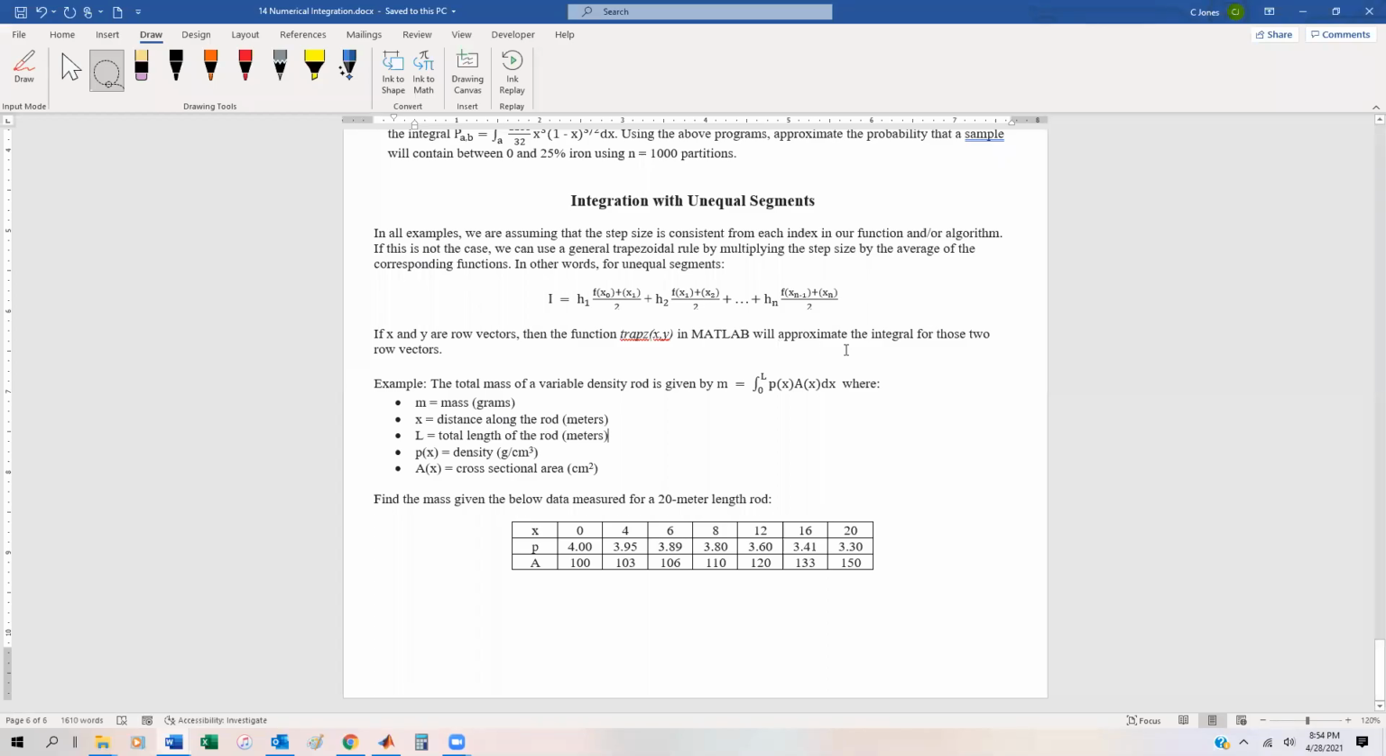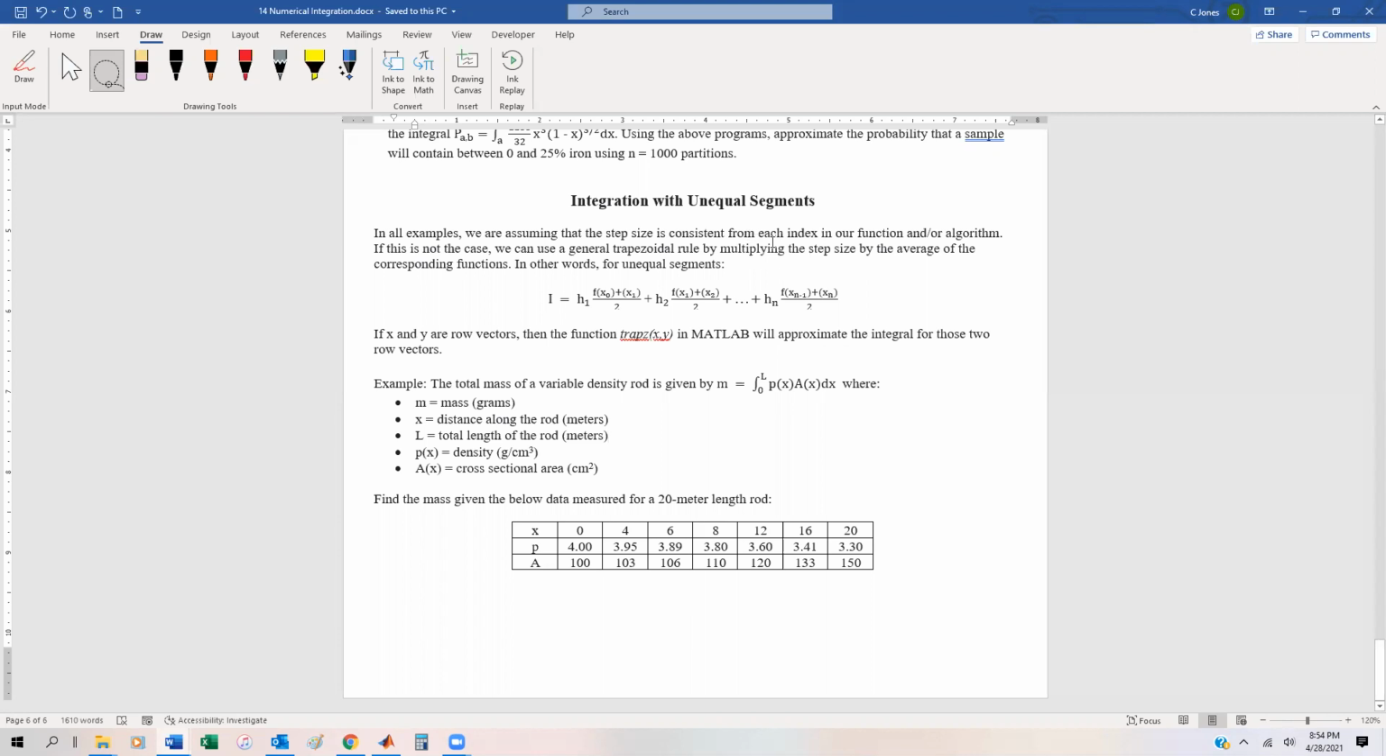Every interval that we've looked at so far has been segmented evenly. So we've had the step size h, and h has been consistent. But not all the time do we get problems or scenarios where we have equal segments. And so what we're going to do is look at a really easy way to perform integration with unequal segments.